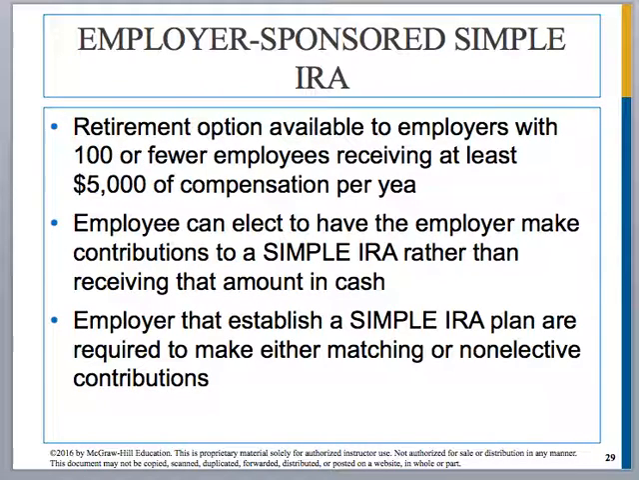An employer-sponsored SIMPLE IRA is available to employers who have 100 or fewer employees that are receiving $5,000 of compensation per year. And the employee can elect to have the employer make a contribution to a SIMPLE IRA rather than receiving the amount in cash. And then the employer can establish that plan. Any employer that establishes that plan is then required to either match the contribution or have a non-elective contribution.